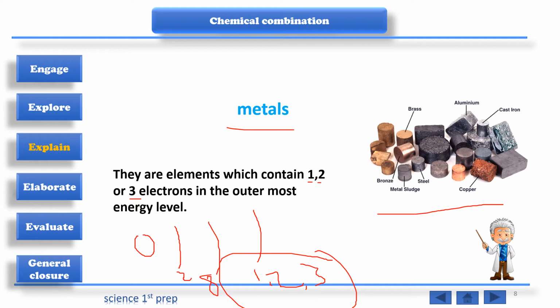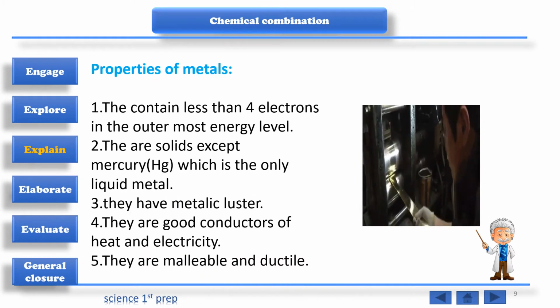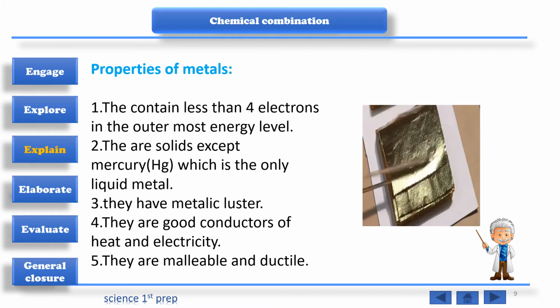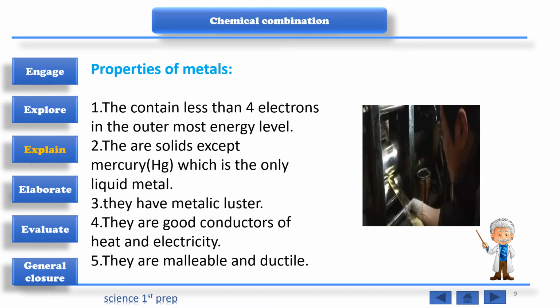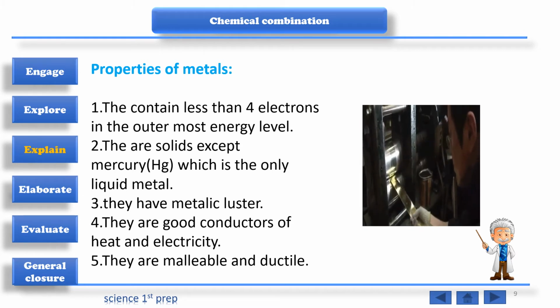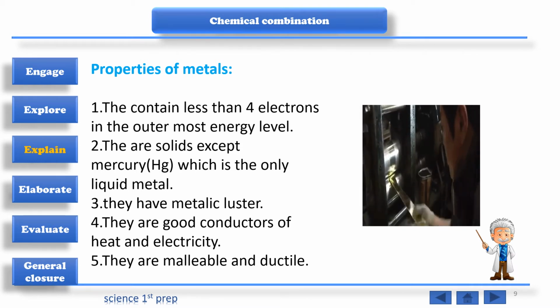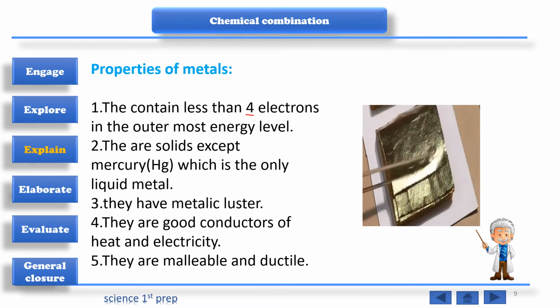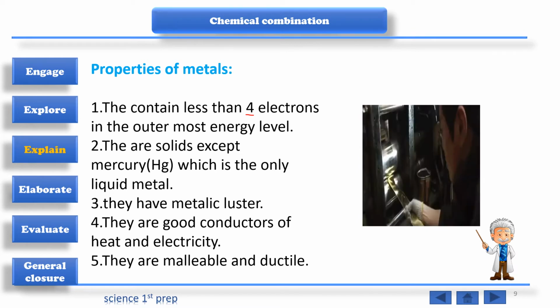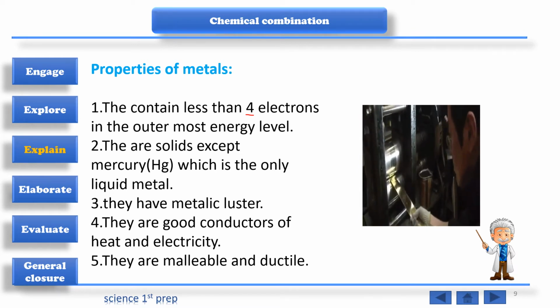So again, metals are elements which contain 1 or 2 or 3 electrons in the outermost energy level, or less than 4 electrons. Okay. Now we will talk about the properties of metals. Metals contain less than 4 electrons, as we said, 1 or 2 or 3 in the outermost energy level.